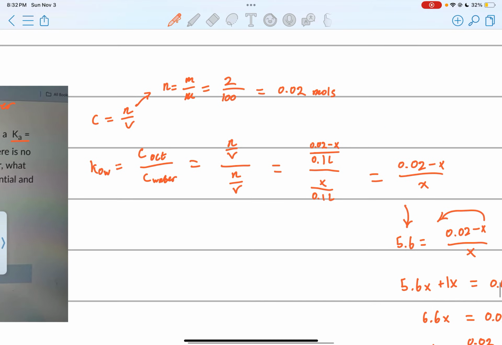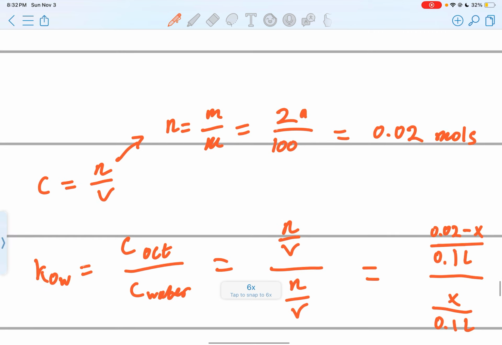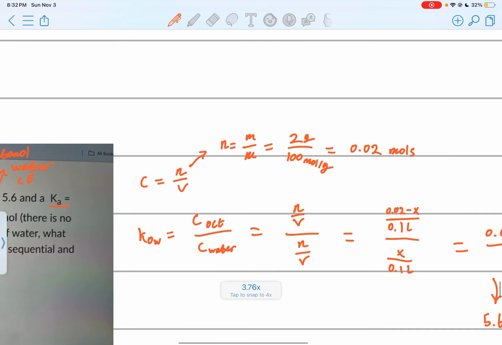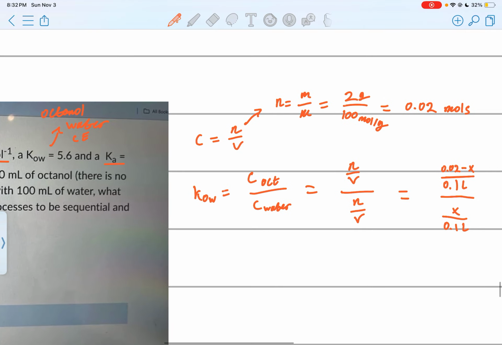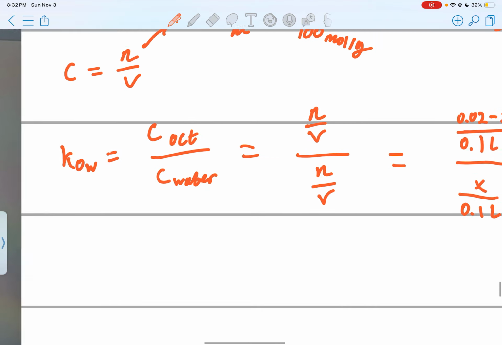Okay, so from here, I want you to recall that the formula for concentration is C equals N over V, N equals M over M, and consequently moles equals M over M. And our moles were given by 2 grams over the molar mass, which is 0.02 moles because units cancel out, but you can do that with dimensional analysis. And our KOW is equal to concentration in octanol over concentration in water.